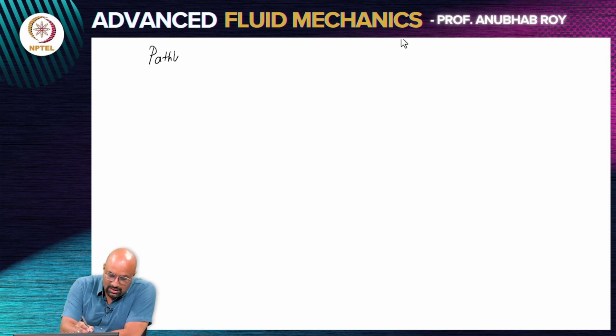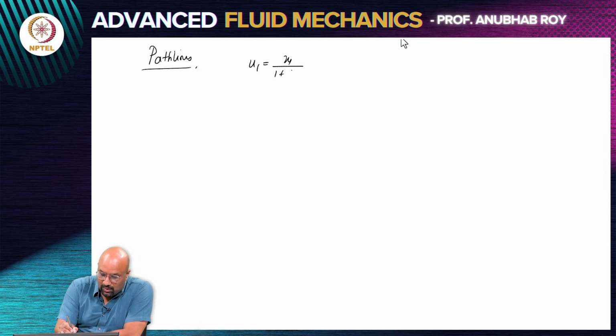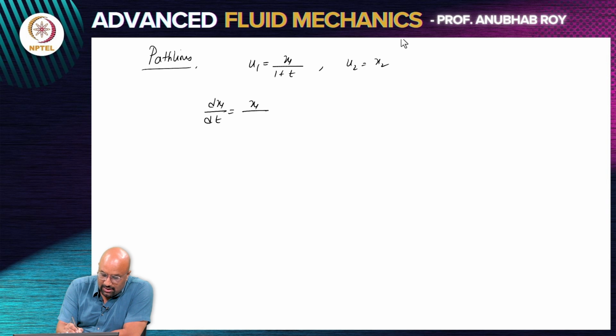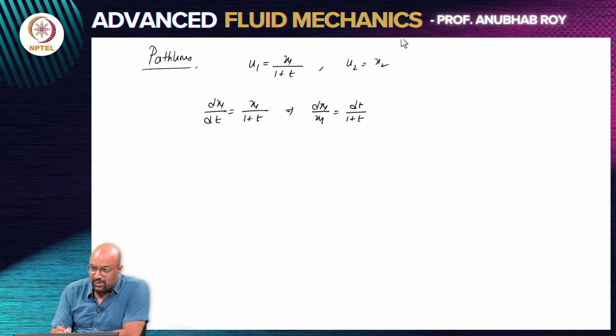Let's do path lines for that same problem. So u1 is x1 by 1 plus t, u2 is x2. So the path line calculation is dx1/dt equal to x1 divided by 1 plus t. Integrating requires us just to write them clubbing in terms of x1. So once again, this is a problem which we can study analytically. So ln x1 is ln(1 plus t) plus a constant.